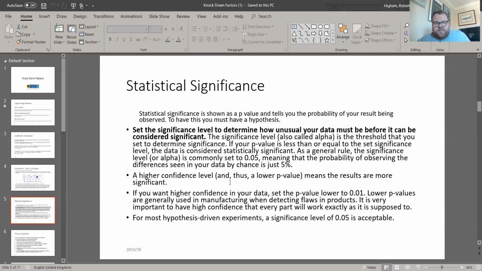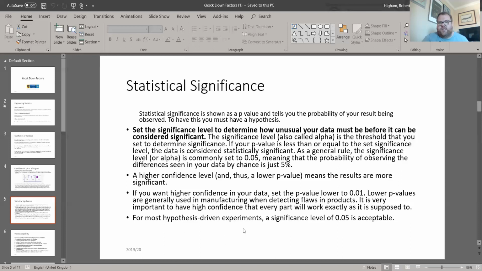If you want a higher confidence level, you then have a lower p-value. So the more confidence you want in the data, the lower the p. For high confidence in your data, you want 0.01, which is what we used to aim at in aerospace. This was manufacturing defect flaws. So this is where we start talking about how many parts will fail per million, etc. So we want very low values here for p because we want really high confidence.